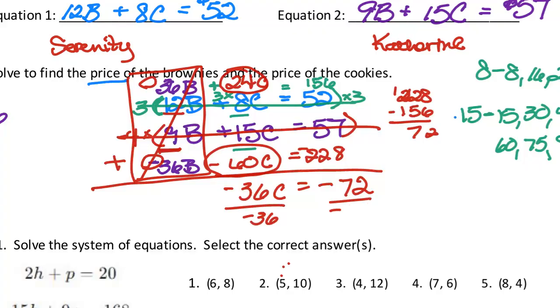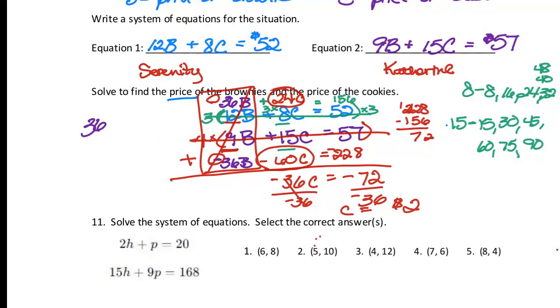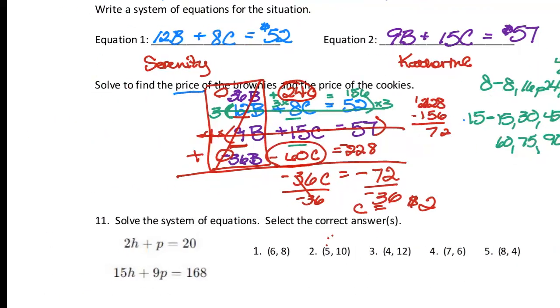Divide by negative 36. Negatives cancel out. C is equal to $2. So cookies are $2 each.